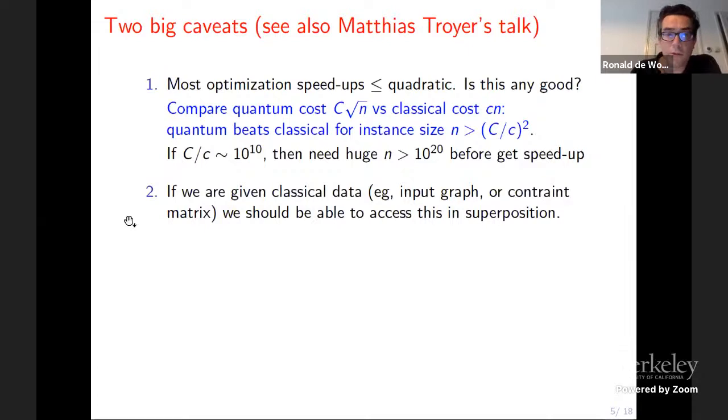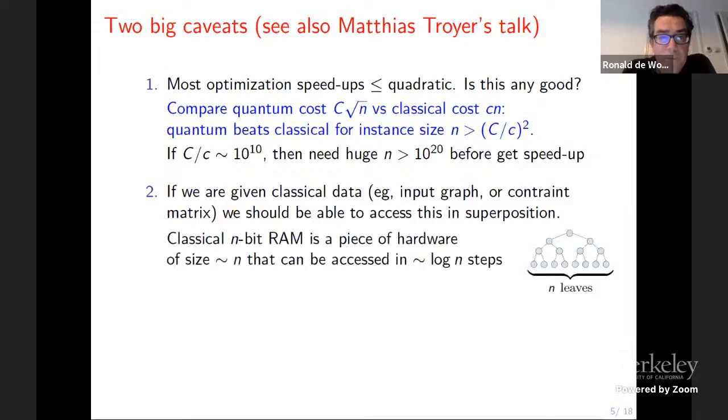Now how do you access data? In a classical computer, you would just store it in a random access memory. A random access memory that stores n bits of information, you can think of as a piece of hardware of size roughly n that you can access in time roughly log n. A qualitative way to think about this is you can arrange your n bits as the leaves of a binary tree of depth log n. And then if you want to read one of those bits, you go to the root of this tree. You have log n address bits that chart a path through the tree towards the leaf that you want to go to. You look up what bit is stored there and you take it back to the root.